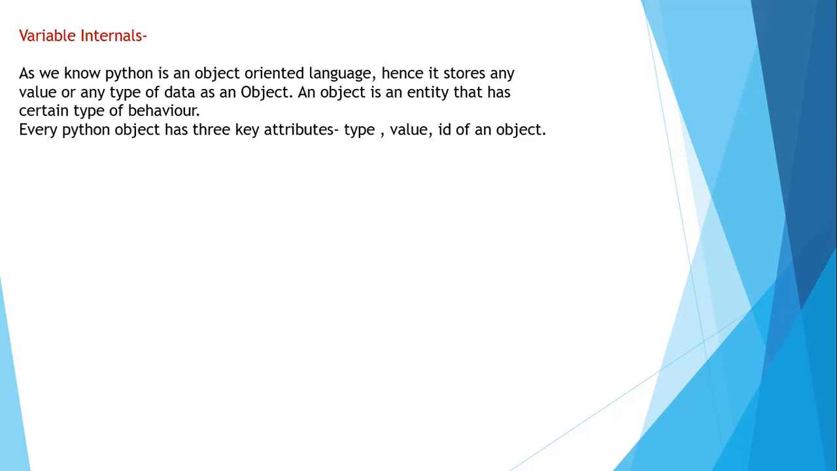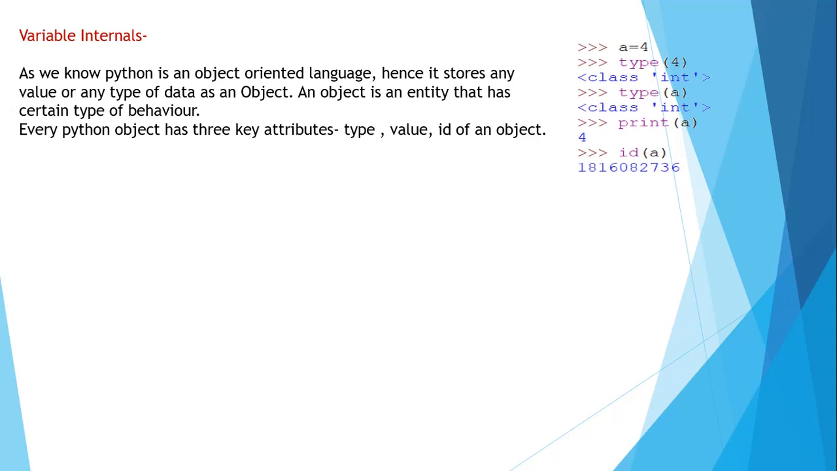Type and value you can easily understand. ID means the memory at which that object is being stored. Now see, in the following example, we have written a is equals to 4. What we are doing here is pointing this a to the memory address of 4. This a will be treated as a variable, and it is pointing to the number 4.